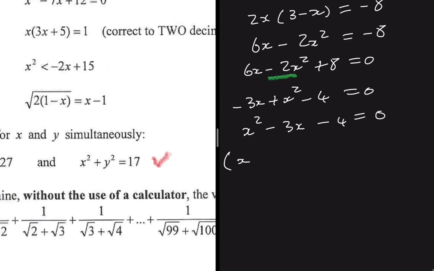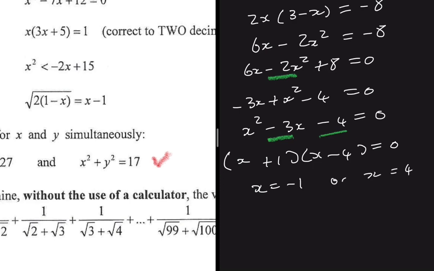So now what are we looking for? We are looking for two numbers that when we multiply, we get minus 4. When we add them, we get minus 3, right? So that is minus 4 and plus 1. So we have x plus 1, x minus 4. So x can be equal to minus 1, or x can be equal to 4.